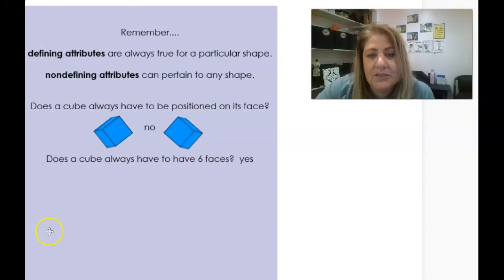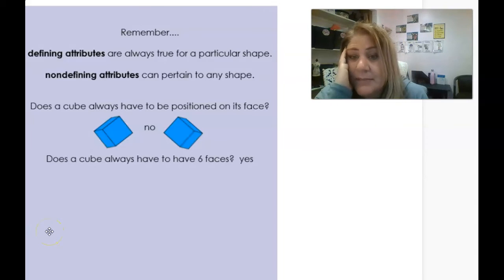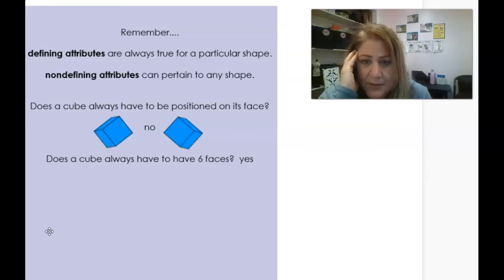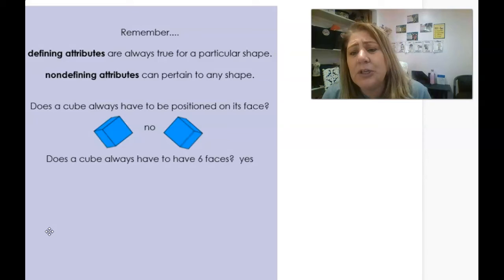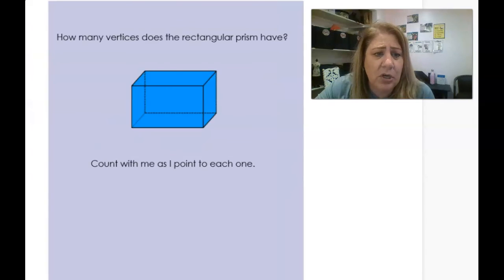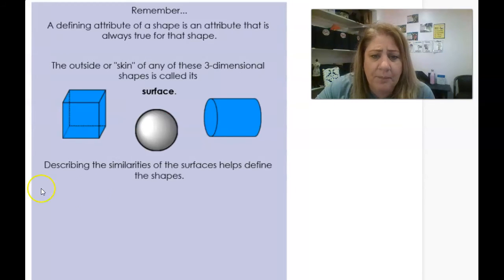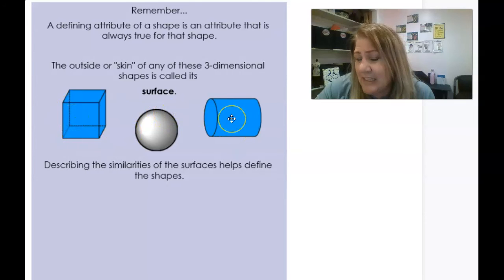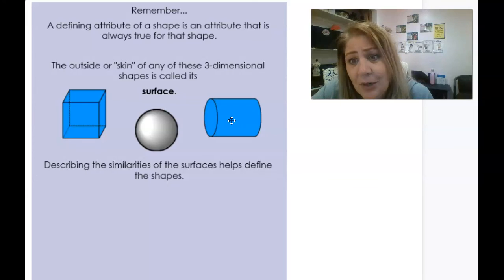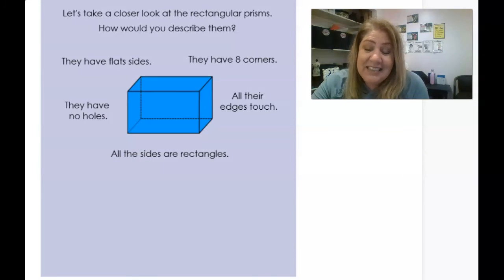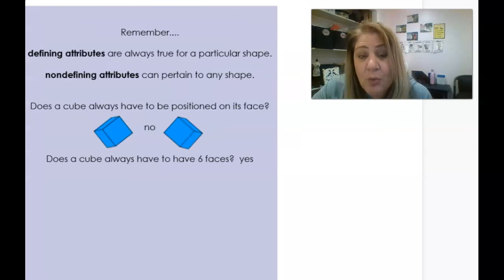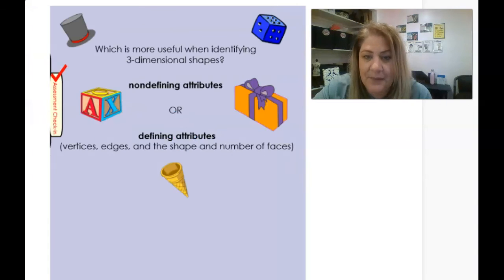Okay. So defining attributes, let's remember this. This is important. They are always true for that shape. Non-defining attributes could be any shape. So if I said it's blue, you wouldn't know if I was talking about the rectangular prism or the cylinder, would you? You would have no way of knowing because they're both blue. It's not defining. It's an attribute, but it doesn't let you know what the shape is, right?